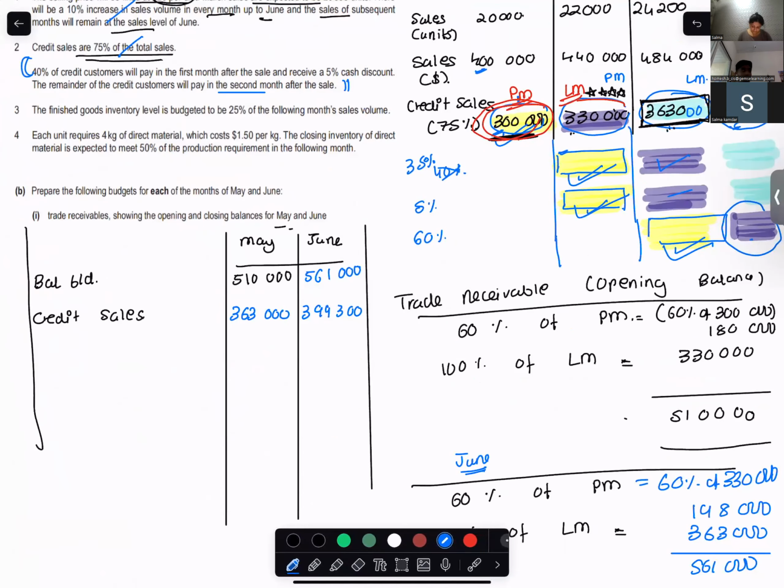So the total of the debit side is how much? 510,000 plus 363,000 becomes 873,000. 561,000 plus 399,300 is 960,300.